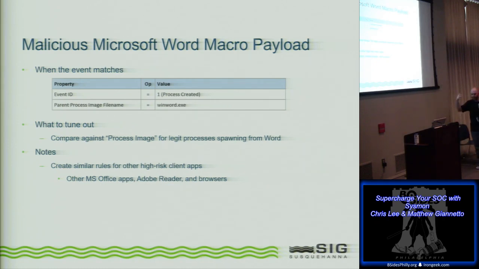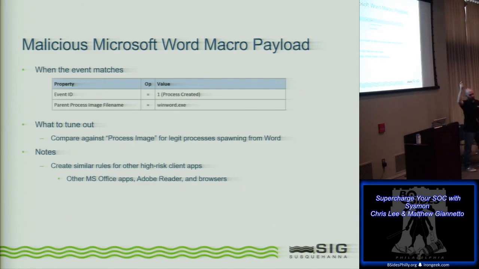Because, beyond those normal cases that we'll get to talking about tuning, you don't expect Word to be launching processes, right? That's very indicative of macros executing and running command line, PowerShell, and so on. So all you're going to do is look for that, and you can compare it against those process images.